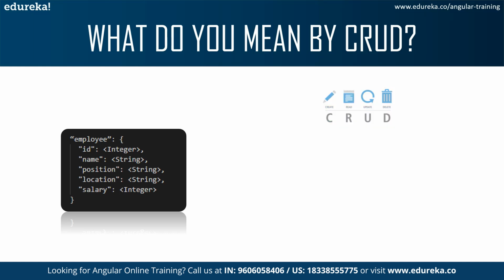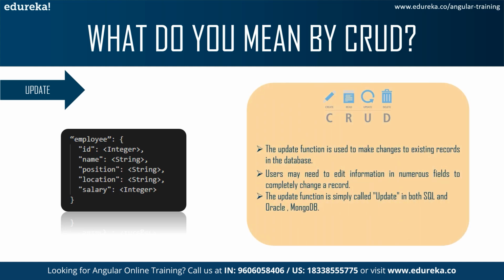Now let's move on and understand our third operation in CRUD, which is update. Now using update function, we can actually make changes to existing records in the database. Now users may need to edit information in numerous fields to completely change a record. To explain this, let's consider a table called restaurant. Now this might have attributes like dish, cooking time, cost, pricing. Now this contains recipes for menu items in a database.